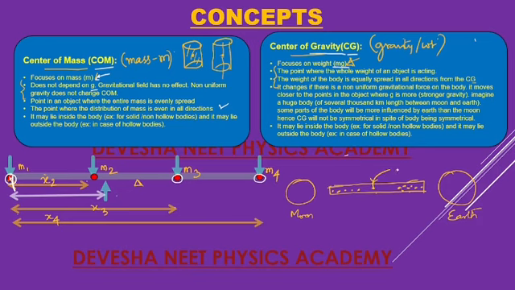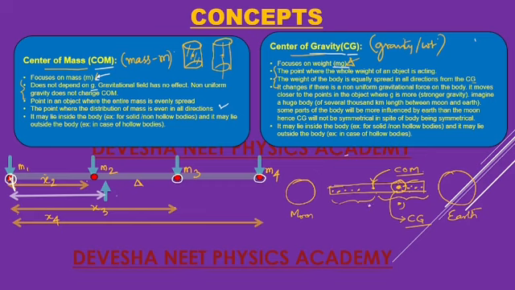So center of mass might be somewhere in the middle. But then where will the CG be? Because the gravitational pull will be more towards the earth, that is more towards the right side compared to the left side. And what will happen is that the CG will be pulled more towards the right. So for example, CG might be located somewhere here. So this might be the CG. So this is the difference between the CG and the COM.